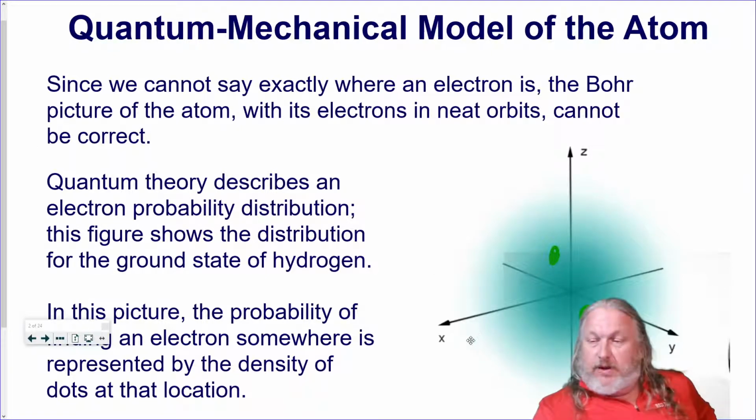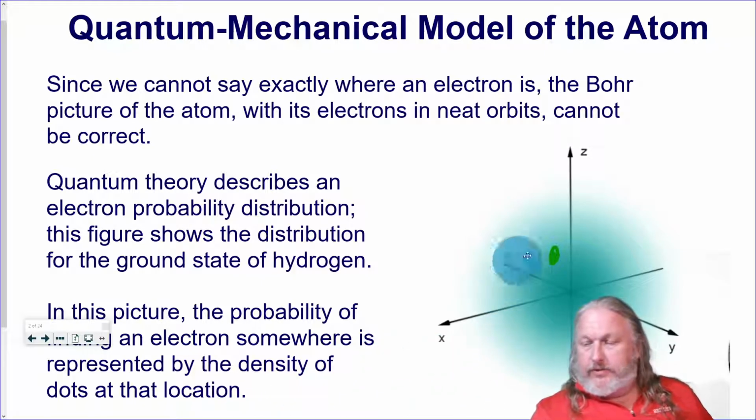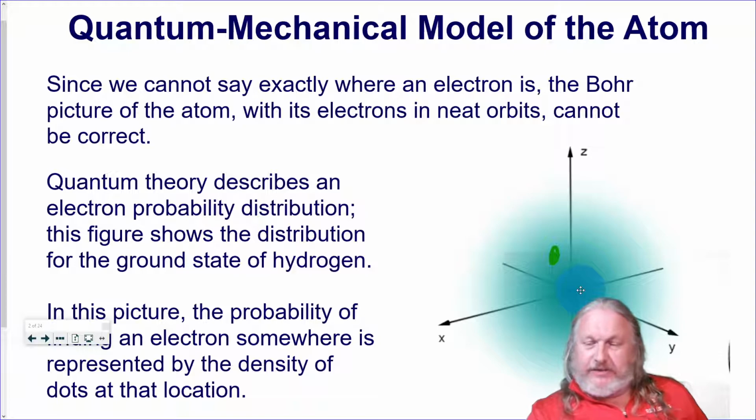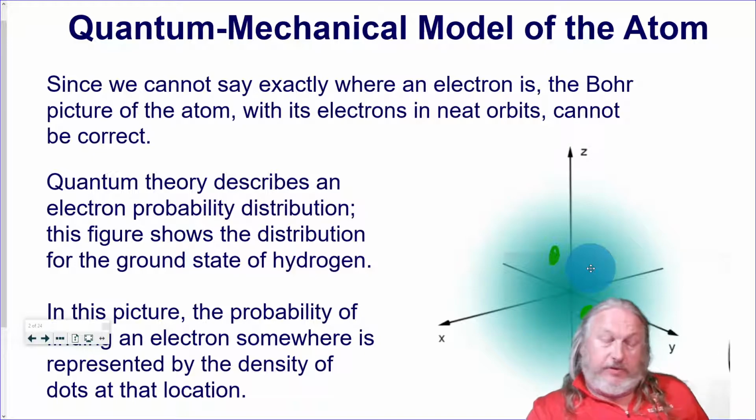And you can see this model right here. This is the probability of where the electron might be. So this little cloud means that there's a 95% chance at any time that the electron is somewhere in there, in that cloud. And we're talking about the ground state of hydrogen, so it only has one electron. So you've got a 95% chance that one electron is right in there.